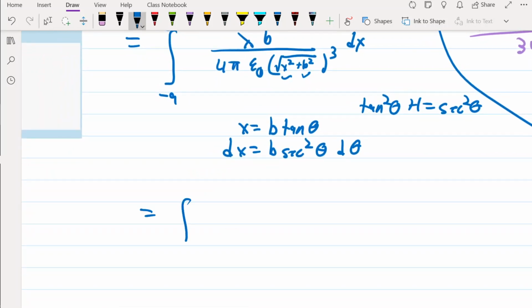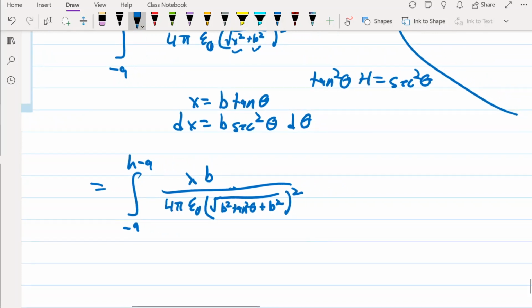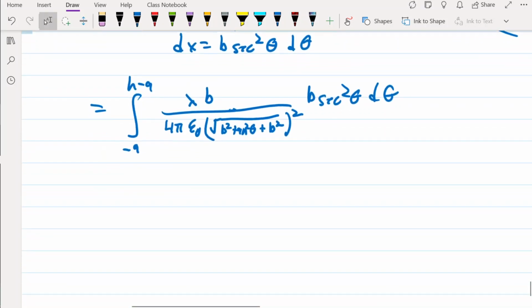So when we rewrite this, we're going to have it from negative a to L minus a of lambda times b over 4 pi e initial times the square root of b squared tangent squared theta plus b squared, all of this to the third power, times b secant squared theta d theta. Okay, and we're fine with our current. Actually, no, we are bound. I think we're just going to set placeholders for right now. We're going to find the indefinite and then substitute it later. So it'll be from alpha to beta. So this is going to equal from alpha to beta.